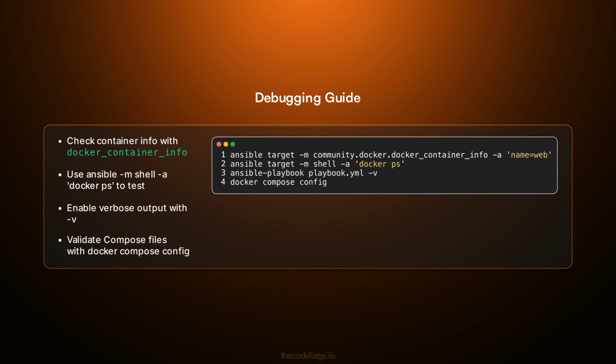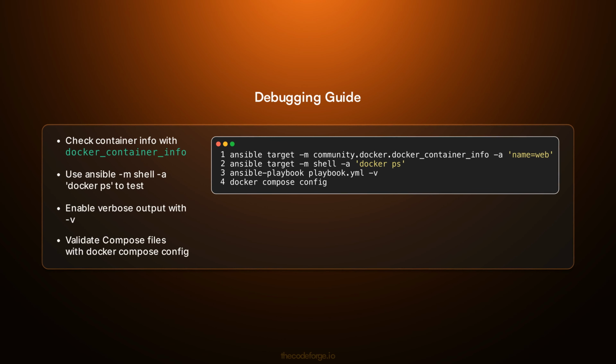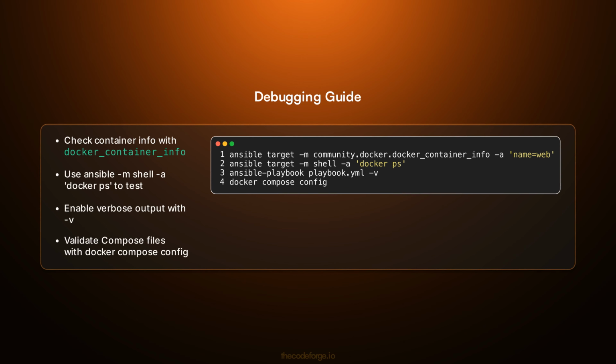To debug Docker issues, first check container info using the docker_container_info module. Use ad hoc commands to test connectivity and verify Docker is running. Enable verbose output in Ansible to see module details. For compose files, validate syntax with docker-compose config.